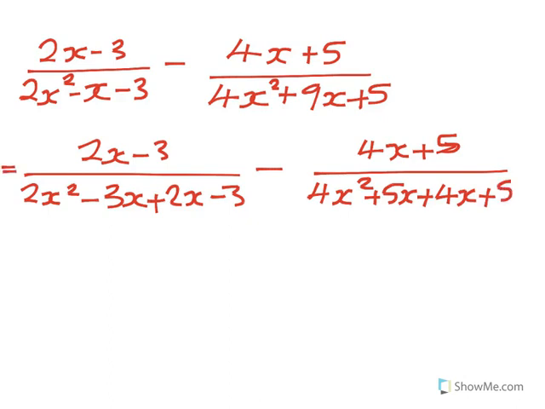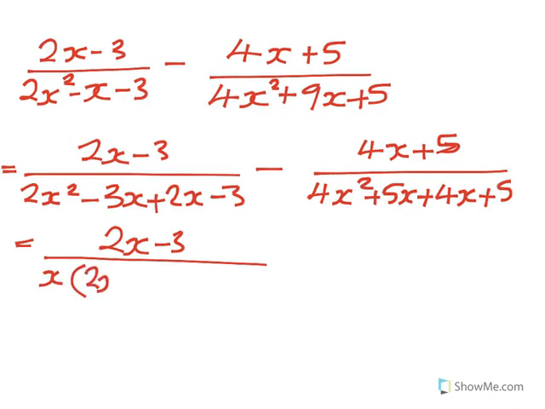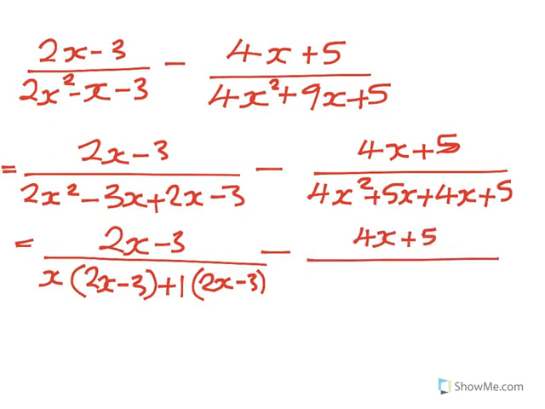Now this is equal to (2x minus 3) all over, x is common in the first two, which is x(2x minus 3) plus 1(2x minus 3), minus (4x plus 5) over... I'm doing the same thing I did previously. x is common, there you are going to remain with (4x plus 5) plus 1.